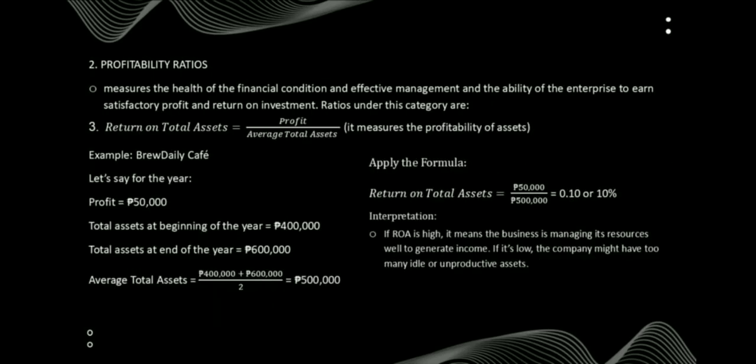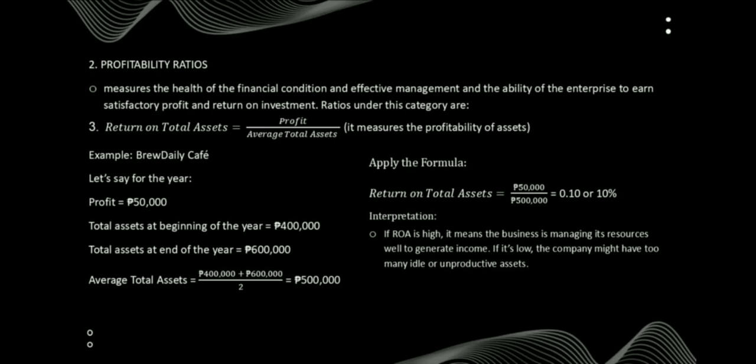Return on total assets. On this ratio, dito natin makikita how efficiently a business uses its total assets like equipments, cash, and others to generate profit. It shows how much profit is made for every peso invested in assets. Let's use the Brew Daily Coffee as an example. Let's say for the year they have a profit of 50,000 pesos, total assets at the beginning of the year of 400,000 pesos, and total assets at the end of the year at 600,000 pesos.